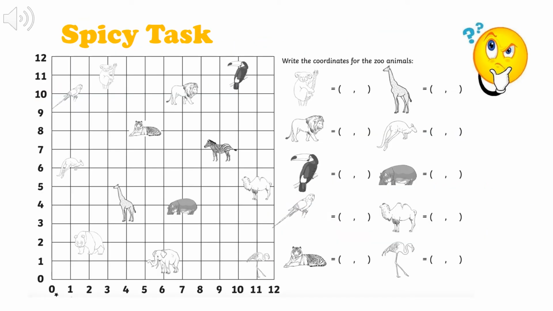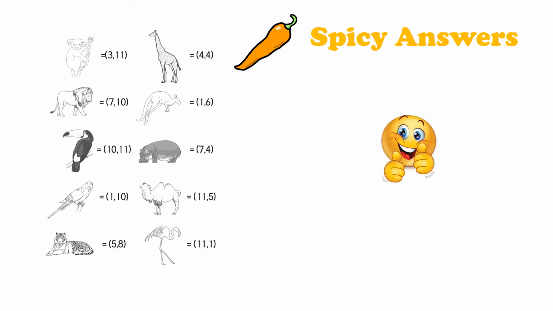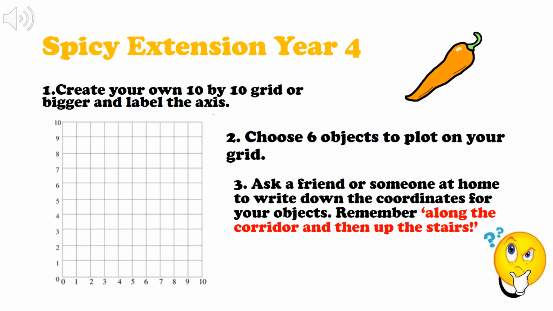This is a spicy task for today. You need to write the coordinates for the zoo animals. This is a spicy extension task for today. You need to create your own 10 by 10 grid and label the axes. You need to choose some objects that you can plot on the grid, and then you need to challenge your friend to see if they can find the coordinates for the objects that you've planned.